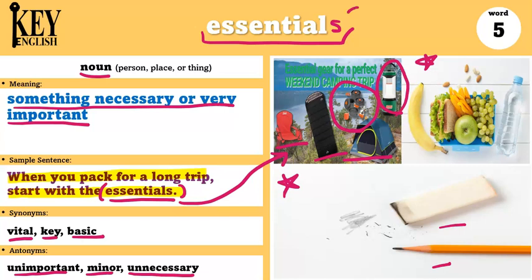By the way, I added an S here because when we're talking about essentials, it's usually more than one thing that we're talking about, like in all of these examples. But if you're just talking about one thing, you don't have to put an S. You can just say something is an essential.